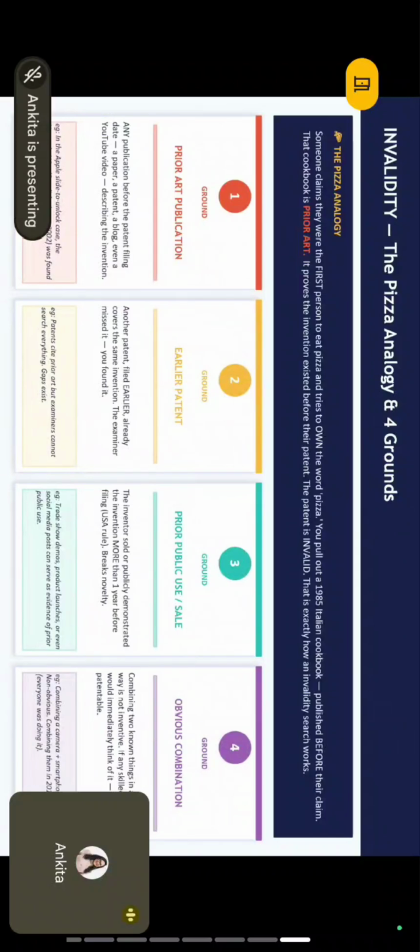So this can be used as a prior art. If there is any earlier patent, this is a second ground. Another patent that was filed earlier already covered the same invention. The examiner missed it, but we found it. This is a second ground of invalidity.